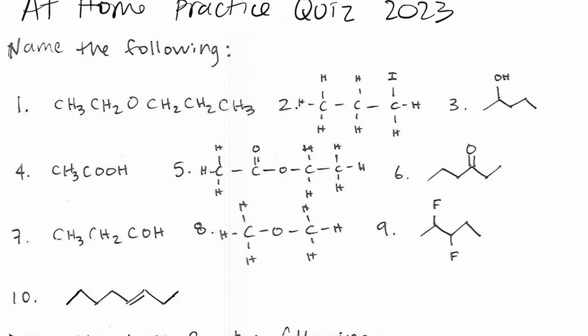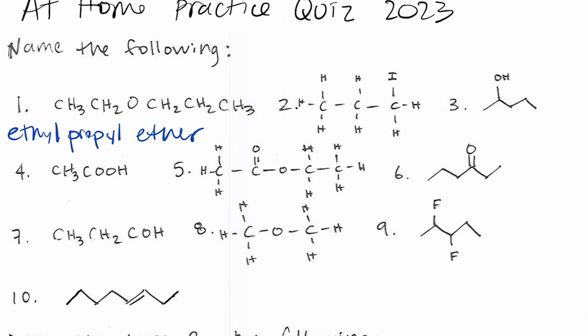Let's do it. The first one is an ether. It's got the O in the middle, as you can see there. And ethers you name left to right. So we've got two carbons on the left. That is ethyl. And then on the right-hand side, you get three carbon. That's propyl. And then use the word ether. Off to a great start.